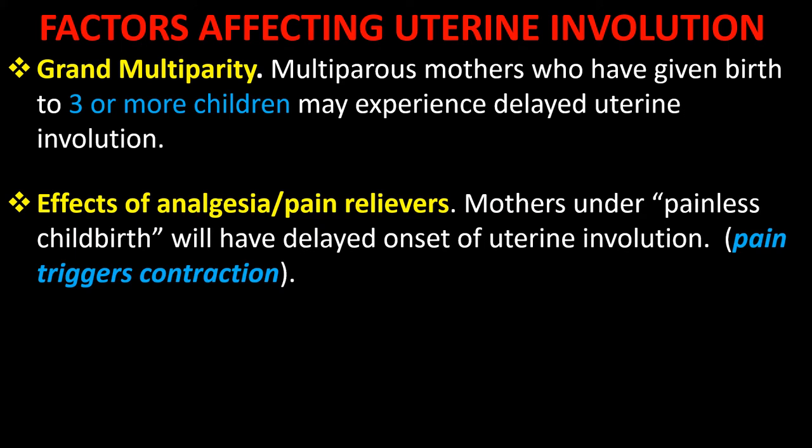They may experience painless childbirth, but they will also have delayed onset of uterine involution. Bakit kaya? Always remember that pain or prostaglandin triggers contraction. So the more pain na nararamdaman ng nanay, the more din na magko-contract si uterus. Pero since si mother nabigyan siya ng painless, nag-undergo siya ng painless childbirth, so ibig sabihin manhid yung kanyang uterus. So kung manhid yung kanyang uterus, walang pain na nandun, walang magti-trigger for it to contract. So sometimes effects of analgesia and pain relievers can also prolong the uterine involution.